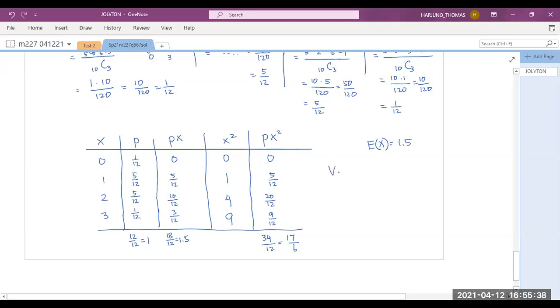So the variance of this X will be 17 over 6 minus the expectation squared. Let me use my calculator. 17 divided by 6 minus 1.5 squared, give me the decimal, 0.58333. But that's not the question though. The question is standard deviation. So standard deviation will be the square root of that number, which will be 0.76376.